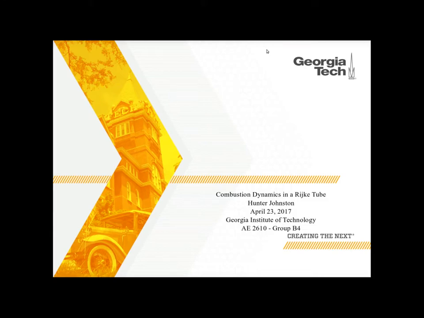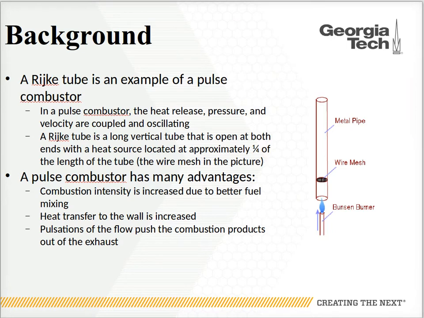Hello, my name is Hunter Johnston and I am presenting on our lab about combustion dynamics in a Reiche tube. The Reiche tube was invented by Peter Reiche and it is an example of a pulse combustor, which is a combustor that features combustion that occurs under oscillating conditions of pressure, velocity, and heat release of the combustion gases in the tube.